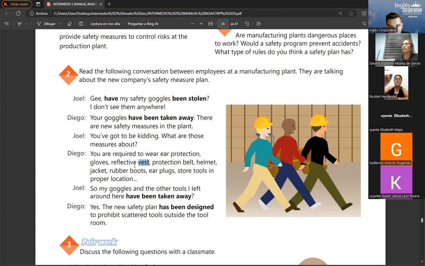Well, it says protection belt. Helmet. Do you know what helmet is? When do you wear a helmet? Ride a bicycle. Exactly. When you ride a bicycle, when you ride a motorcycle. Okay. What else? When do you wear a helmet?